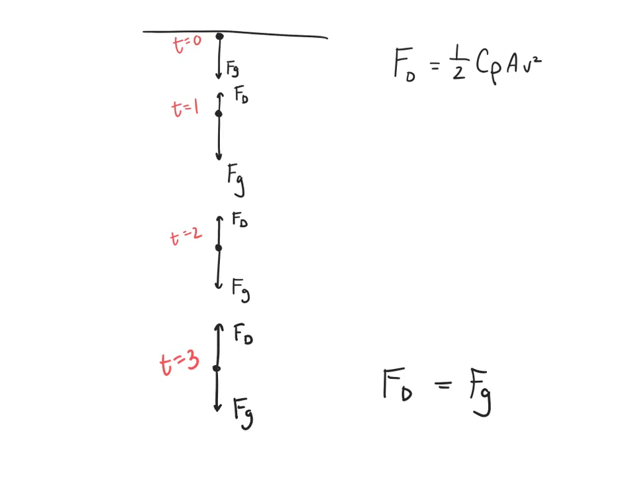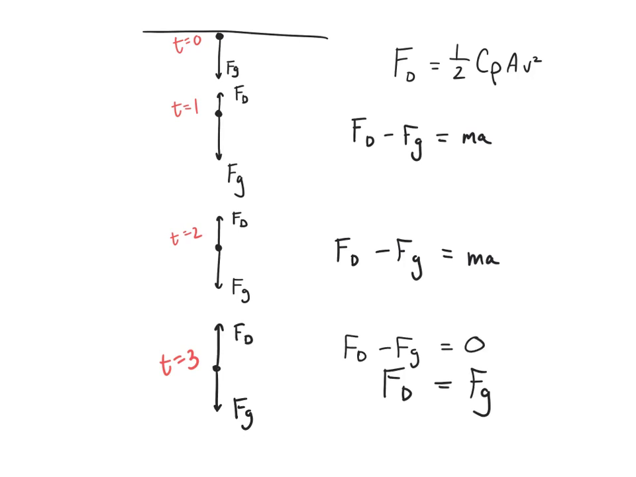And why is it no longer accelerating? Let's look at our equation of motion for each of these. At time equals 1, we've got FD minus FG equals MA. Well, it's still accelerating at time equals 1, so that equation holds true. At time equals 2, we've got the same exact equation again, because it's still accelerating at time equals 2. But when we get to time equals 3, suddenly it's no longer accelerating, so that goes to 0. Which is what allows us to make this conclusion right here, that the drag force is balancing the weight acting down.